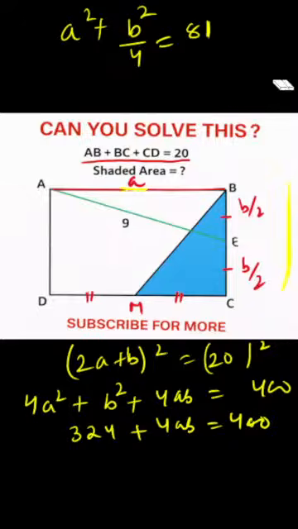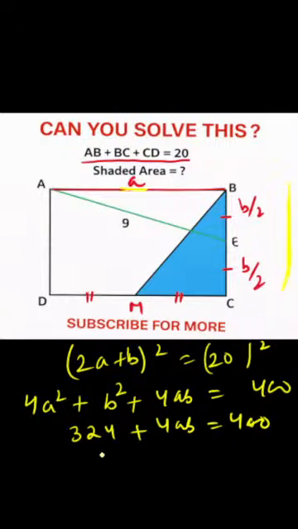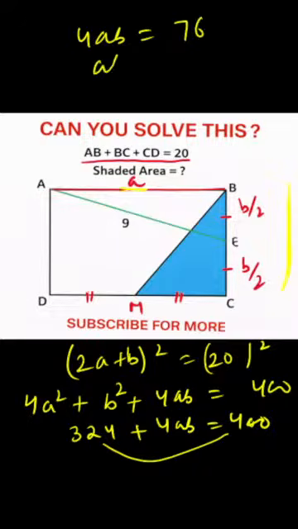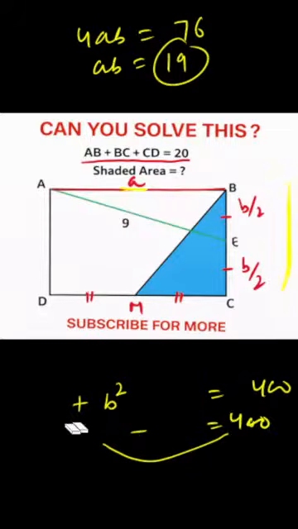Let me just erase this one. 324 will go on the other side. This will get subtracted. I'll get 4AB is equal to 76. Then AB is going to be 76 by 4, which is 19. So now AB is 19.